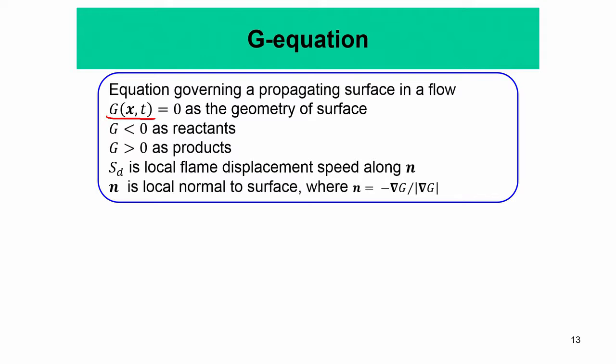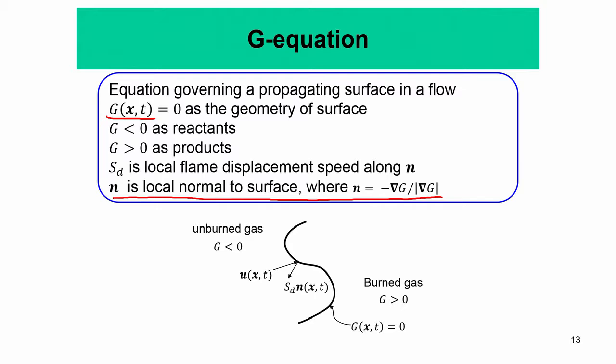We said that if G is less than or equal to 0 it is the reactants, and G greater than 0 is the products. Then the local flame surface must propagate with the local displacement flame speed, which is the propagation rate of the surface with respect to the local fluid velocity. This propagation happens along the local surface normal, which can be found from the G field itself, given by minus grad G divided by mod of grad G. This is the cartoon representing the G field.